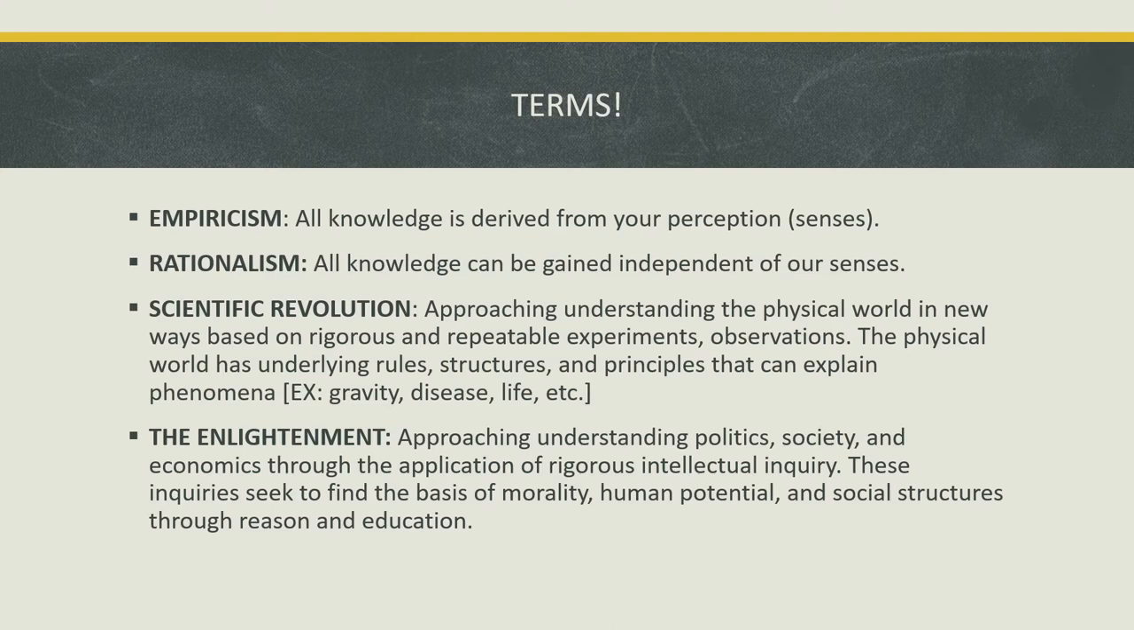So at the underlying principle of both the scientific revolution and the Enlightenment are two sometimes complementary, sometimes competing methods of gathering evidence. The first is empiricism. Empiricism is that all knowledge is derived from your perception. For example, if you touch a rock and find out rocks are hard and they're cold and they're rough, then you can extrapolate that the reality is that this object, this rock, is harder than, say, a jellyfish, or softer than, say, a diamond. So your senses play a part in that.